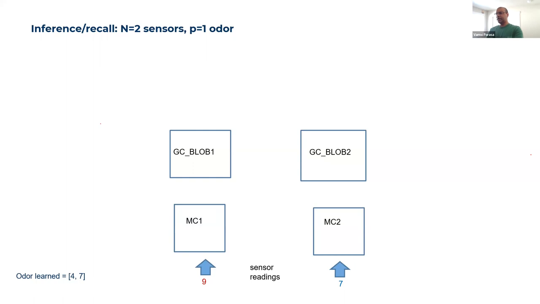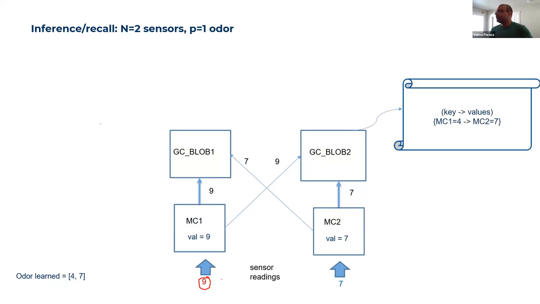This is the recall phase. Say now you learned the order 4, 7, and now I'm corrupting the sensor reading. So the first sensor reading is corrupted. Instead of 4, I'm corrupting it with the noise model. There are different noise models which you can use, and say it's now 9 and 7. So the same thing: the MC sends the value. It forwards it as a message. It sends an integer value as a message to its local GCs, and they also get input from the distant MCs, and then they do the dictionary lookup.